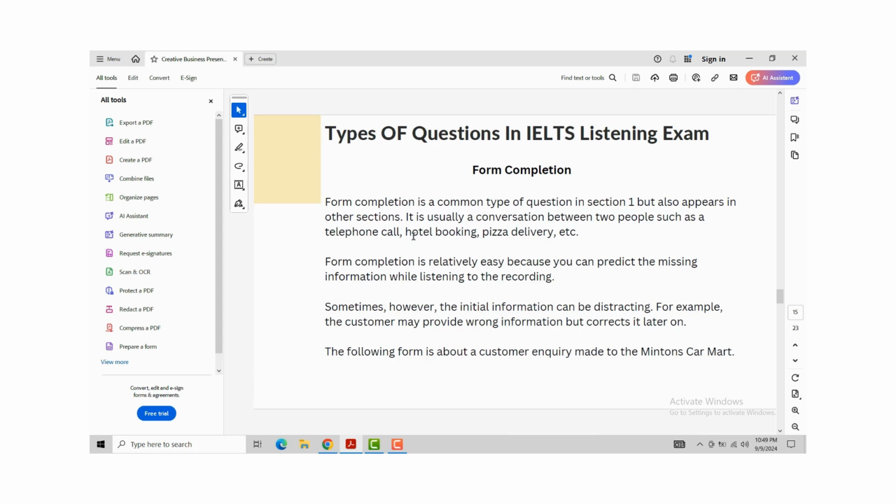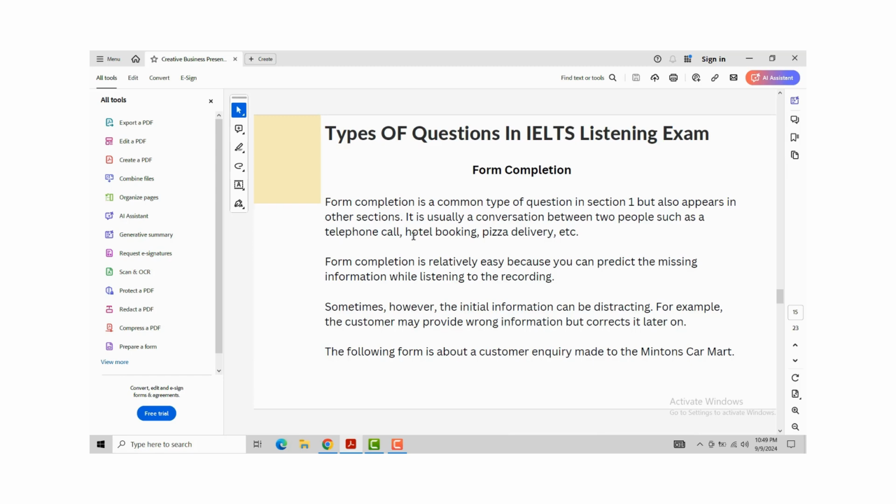Okay, form completion is relatively easy because you can predict the missing information while listening to the recording. It is one of the easiest types of question because you can easily predict what the speaker is going to say. Sometimes, however, the initial information can be distracting. For example, the customer may provide wrong information but correct it later on.